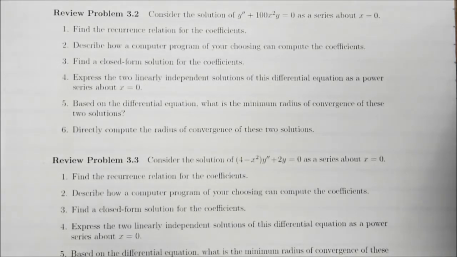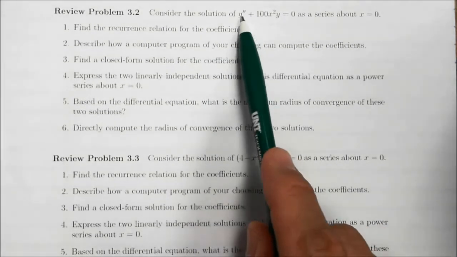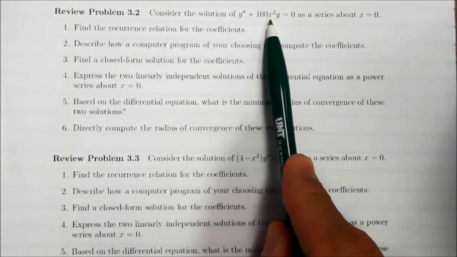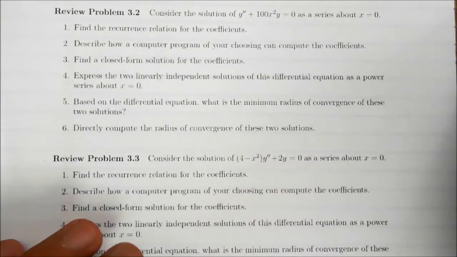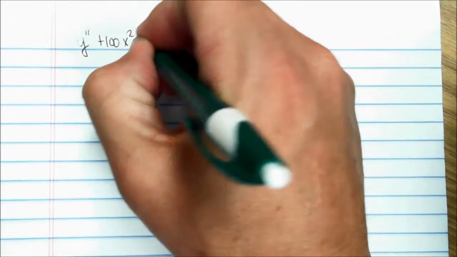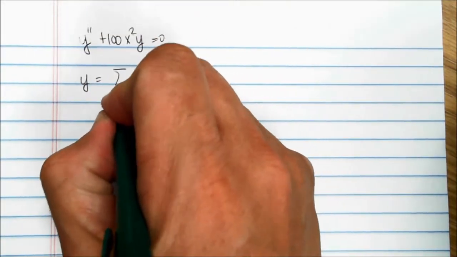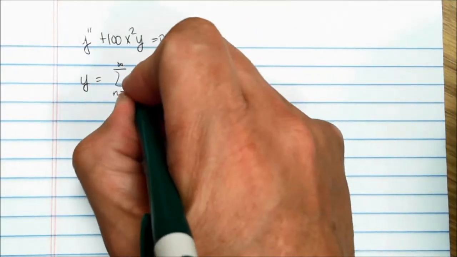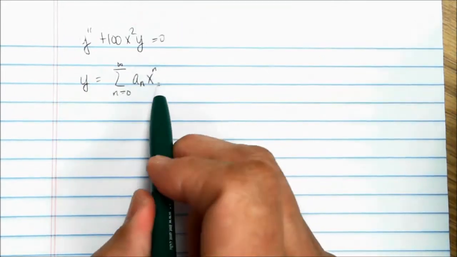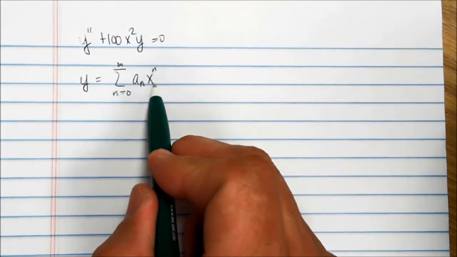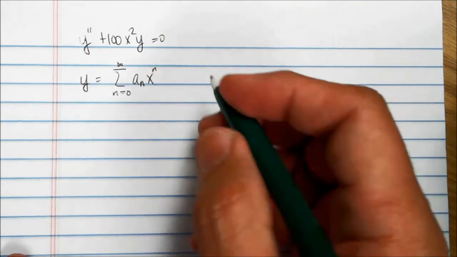Let's take a look at review problem 3.2, finding the solution of y'' + 100x²y = 0 as a series about x = 0. So to get started, y'' + 100x²y = 0. And we'll start this as a power series solution about x = 0: the summation of a_n x^n. That's really (x − 0)^n, but I'll suppress the x − 0.